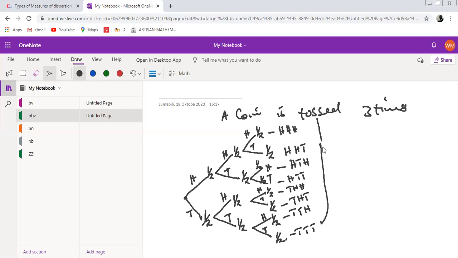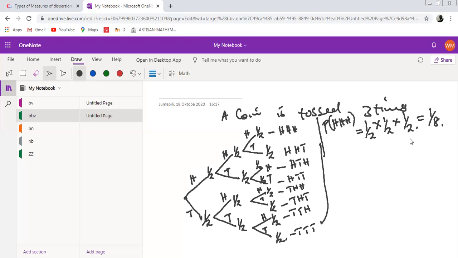Using this tree diagram, you can be asked to find the probability that all the three are heads. That is head, head, head. What is the probability that we are going to have heads all through? So you just come here. The head here is half, half, half. So you multiply the probability of the first being head times the second one being head times the third one being head.